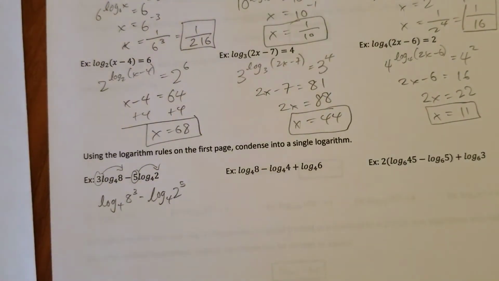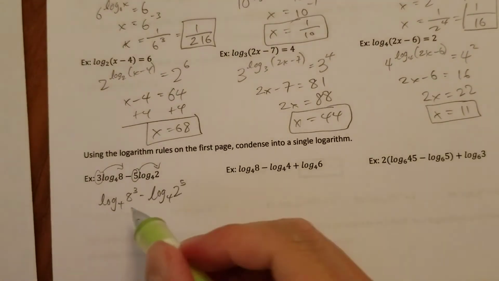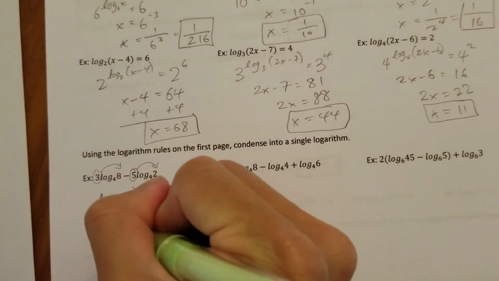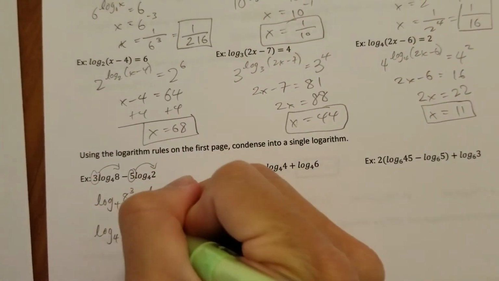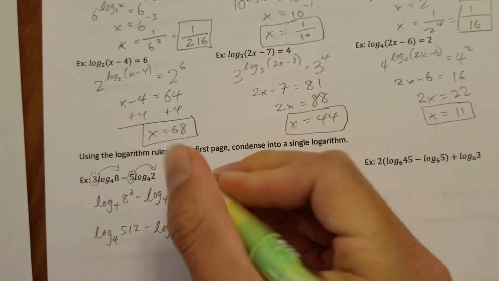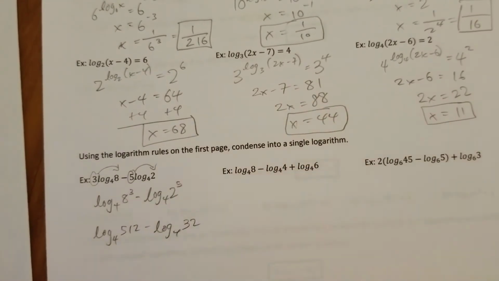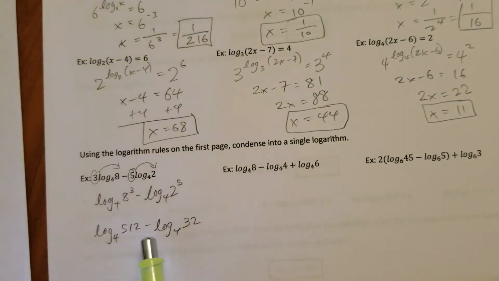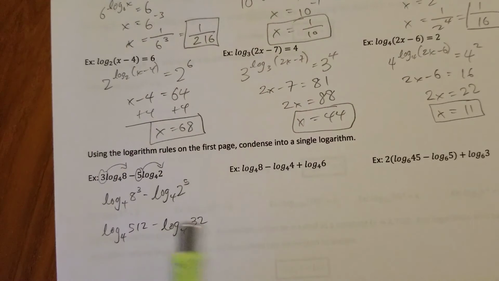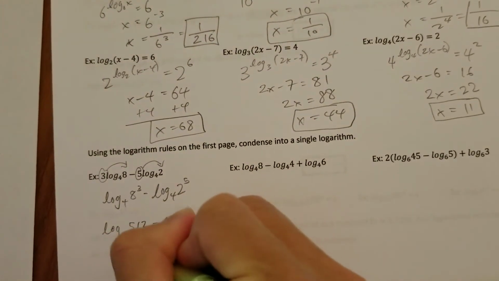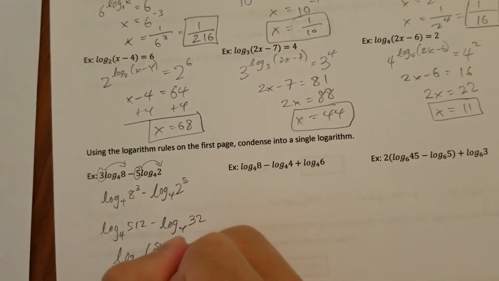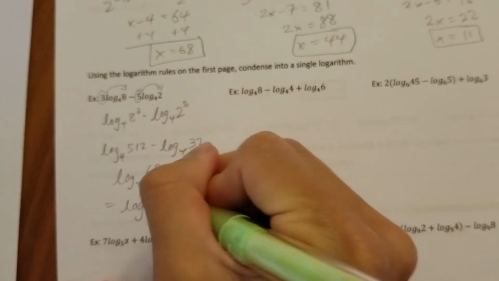Okay, so what we need to do next is, what I see here is I can actually simplify this. So 8 times 8 times 8, log base 4 of 512, I think. And this is log base 4, 2 raised to the 5th power is going to be 32. Now what I see is we're going to use this rule. That rule is used for subtraction. So this is log base 4 of 512 divided by 32. Do this correctly. This is log base 4 of 16.